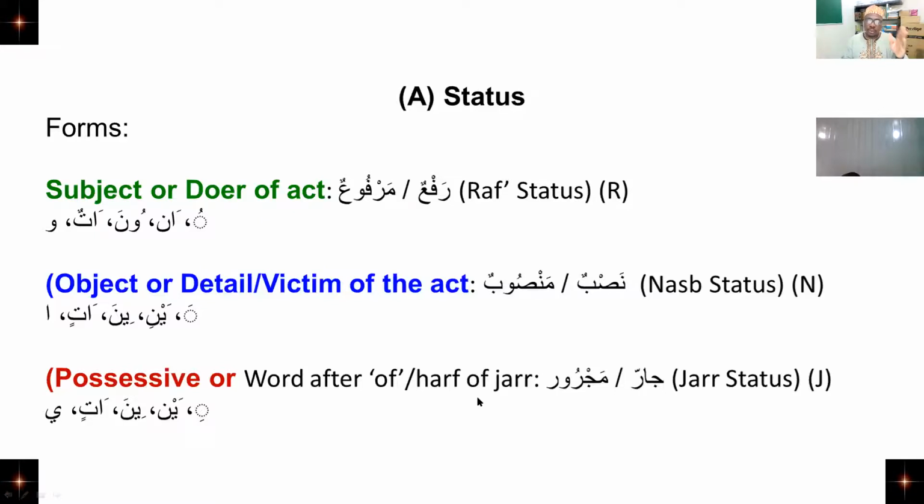Your house is the house of yours. Allah's house, Baytullahi. So lahi, the he is because the word Allah comes after of. Fi sabili, fi sabilillahi. So the fi causes the Allah to take the kasra, jar. So the status of jar means the word has occurred after of, or after harf jar. We'll come to learn what this harf jar is.